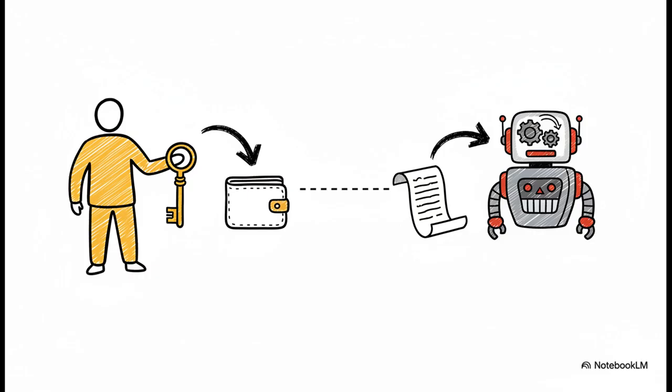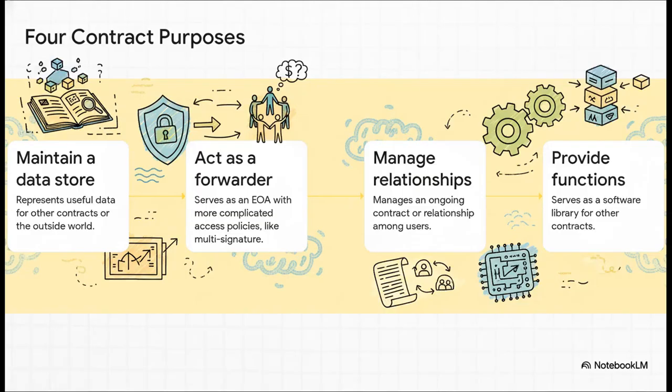Then on the other side, you have contract accounts. These are different. They don't have private keys. They live on the blockchain and are controlled entirely by their own code. They're like the programs, or maybe like autonomous robots just following their instructions. And these programs, these smart contracts, are unbelievably versatile. They can do all sorts of things.